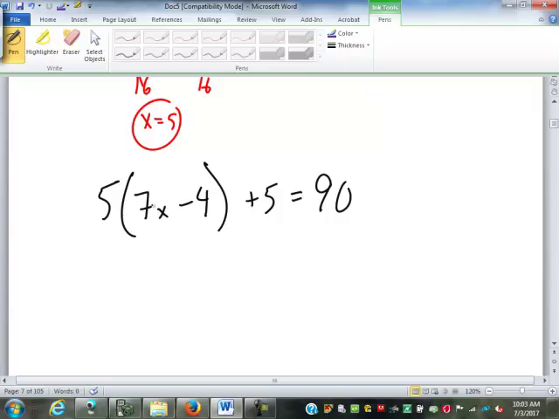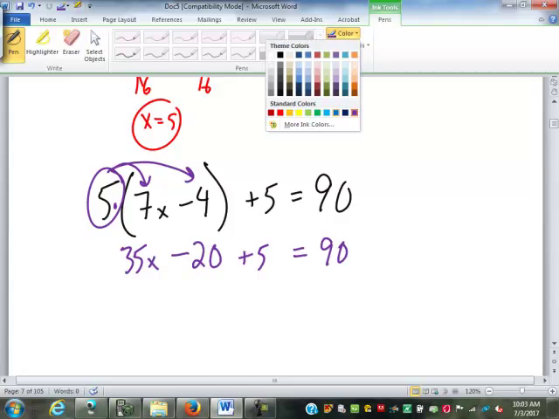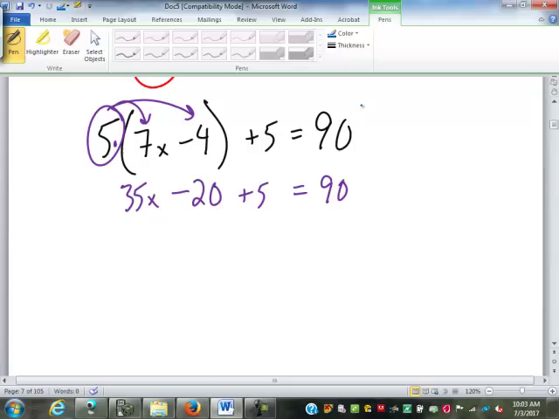So I see the parentheses. There's nothing to do in the parentheses, so I'm going to multiply by 5. 5 times 7x, 35x. 5 times negative 4, negative 20, and then plus 5 is 90. And then I'm going to combine. Negative 20 plus 5, negative 15. Sorry about that.